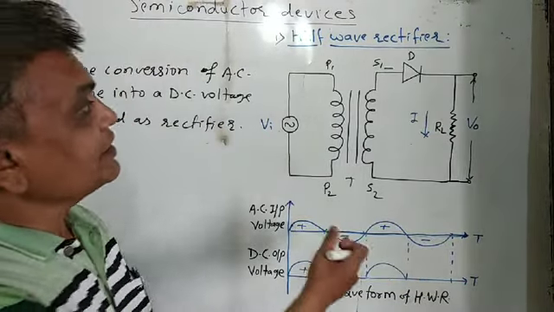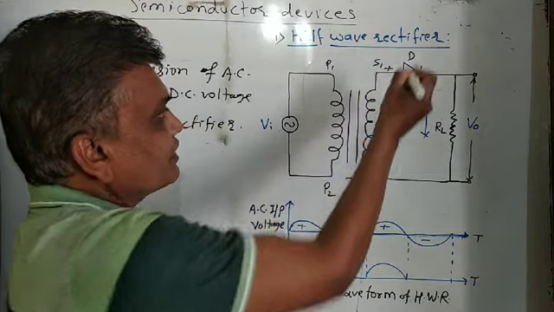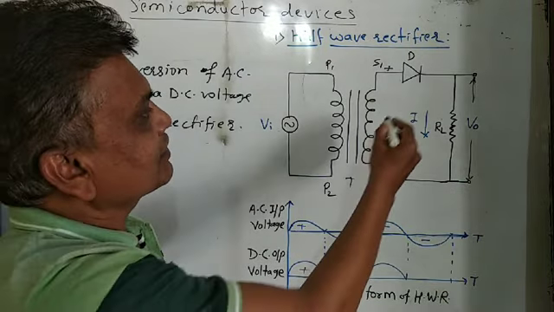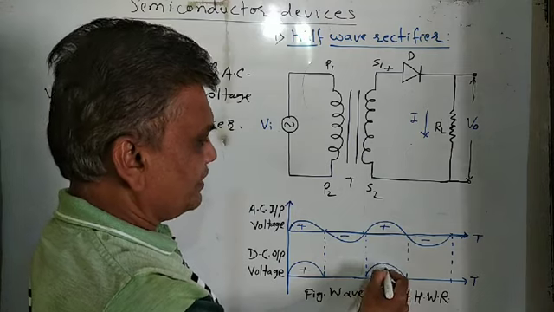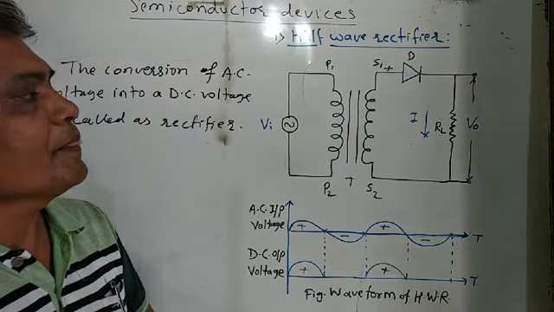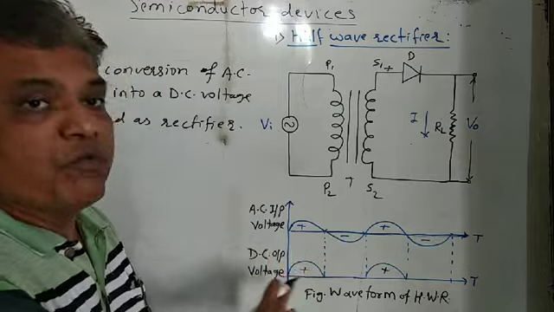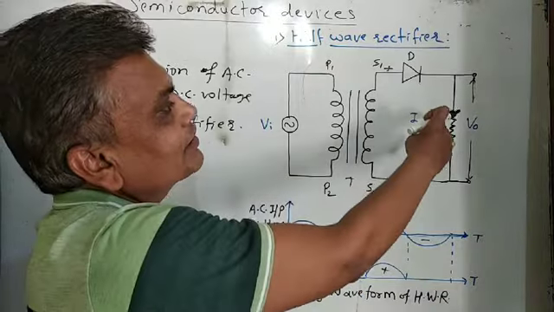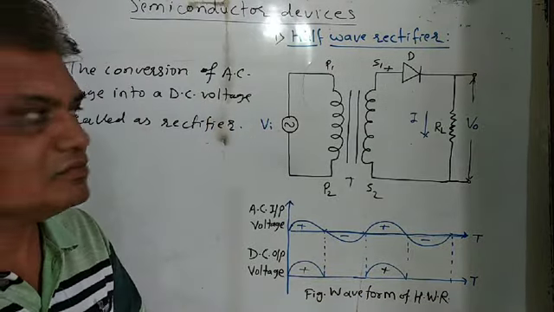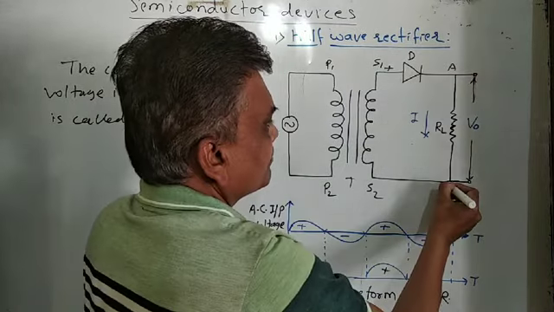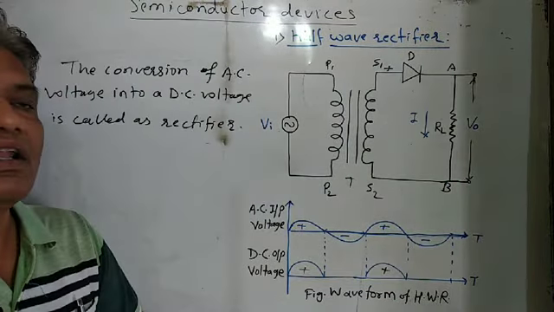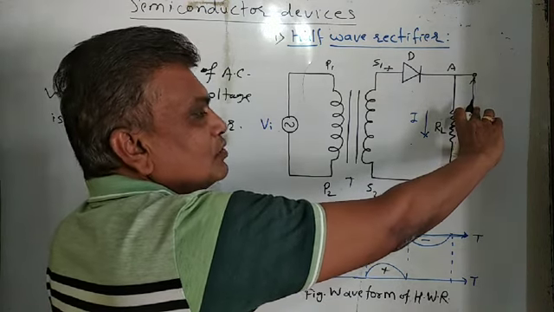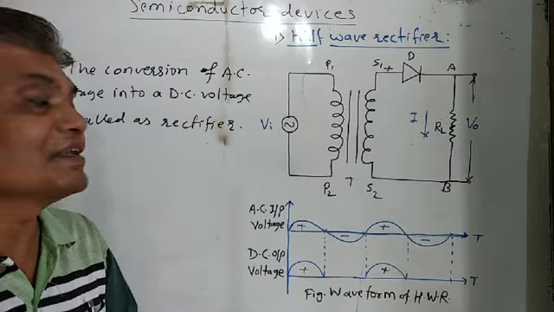Again for the next positive half cycle, S1 becomes positive and the diode is again in forward bias, and it conducts current through the load resistance. We get the output again. So in this way, in alternate positive half cycles, the diode conducts and current flows in the same direction. Suppose this is A and B, the current always flows from A to B, and we get the output voltage across the load resistance RL, that is DC.